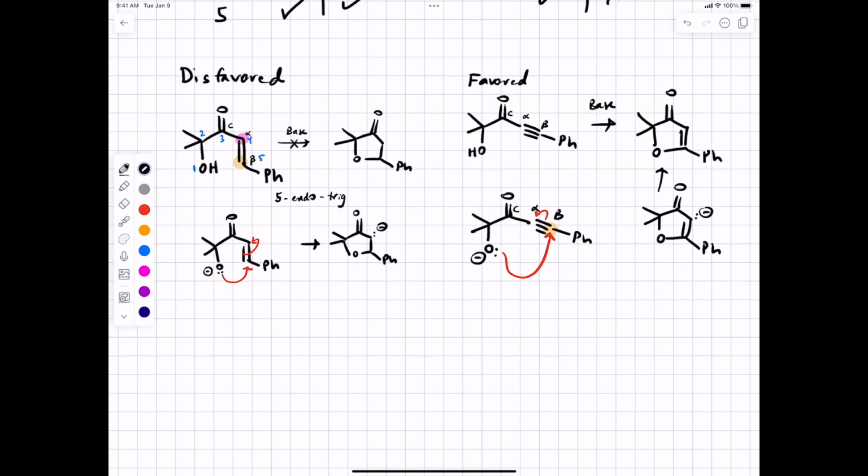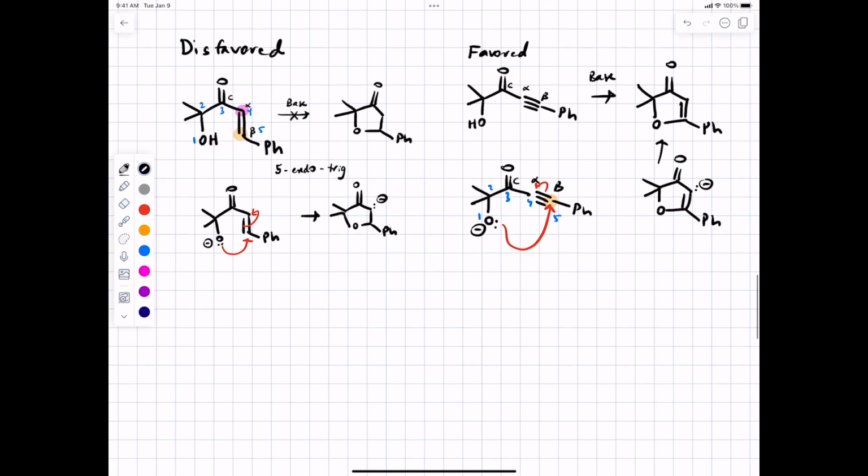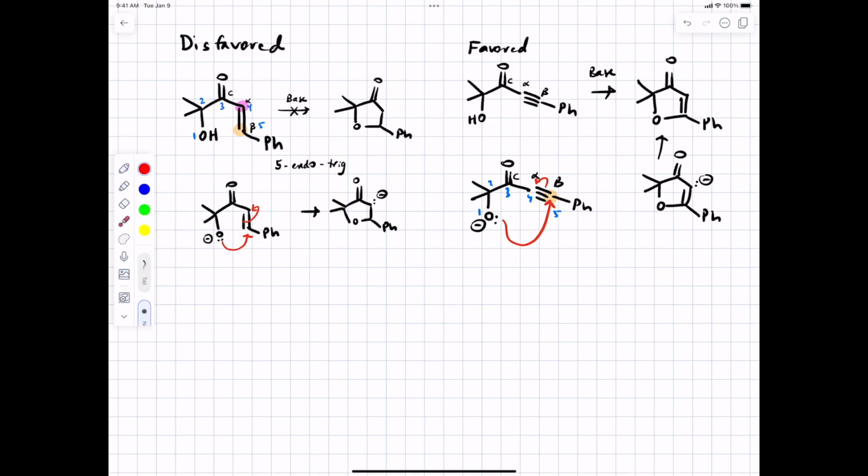Okay, this one, we need to classify it. Again, it's a 1, 2, 3, 4, 5-membered ring, and the atom that gets the negative charge is now part of the ring. So we would call this a 5-endo dig cyclization.